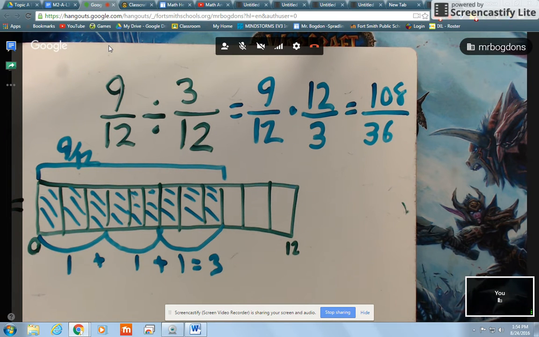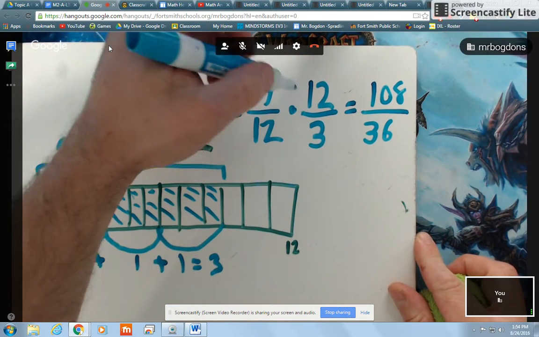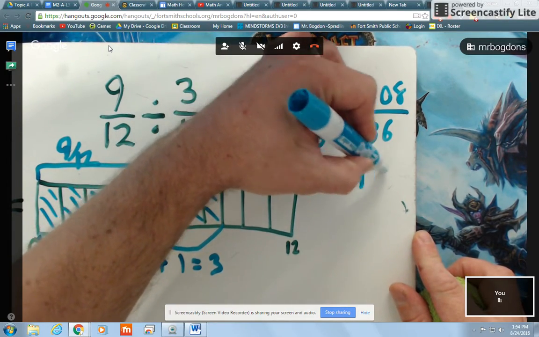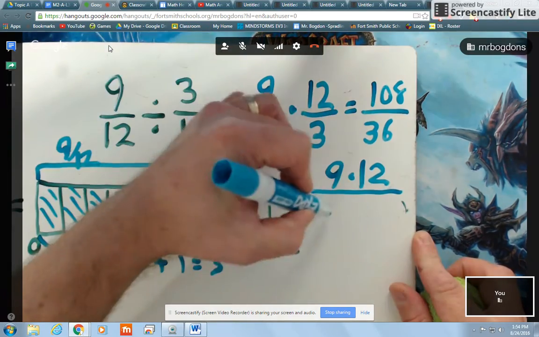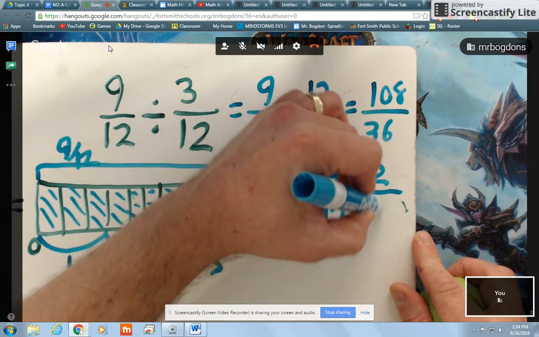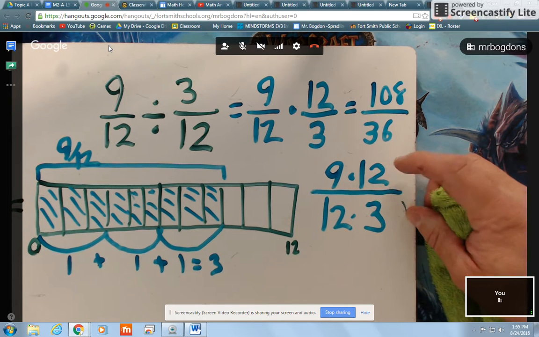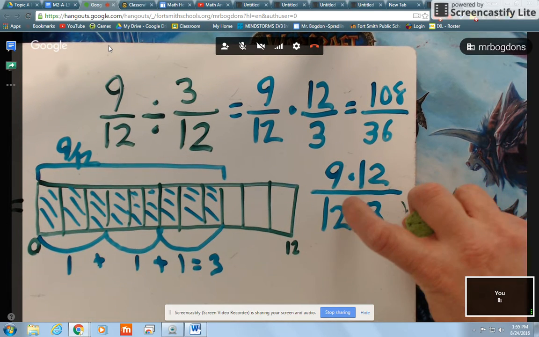Okay, right now everyone needs to be paying attention because this is a red hot tip. I'm about to give you the red hot tip. You ready for it? This expression I can also show as 9 times 12 over 12 times 3. So when I'm looking at this, I notice that I have a 12 on top. I also have a 12 on bottom.